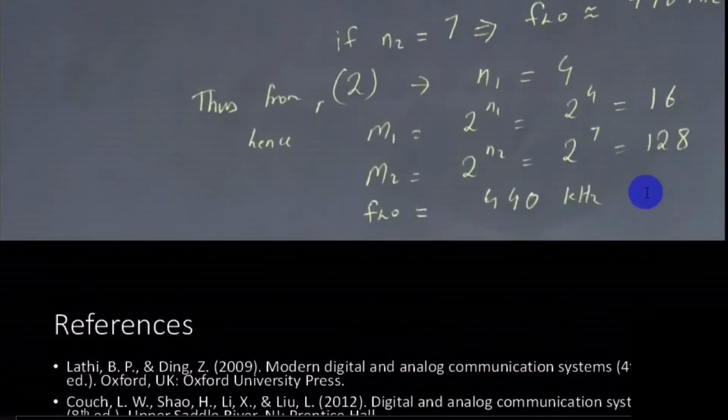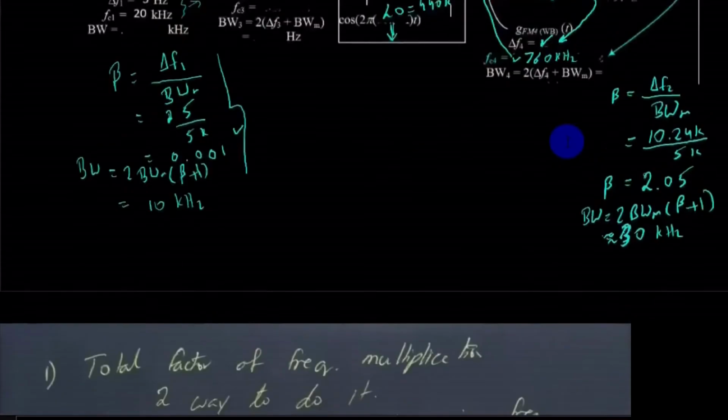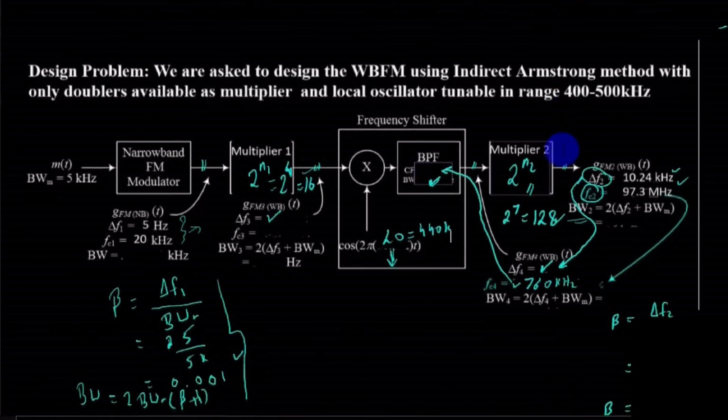So I have mentioned some key points over here at the end of this problem. Sometimes in the design problem, they give you flexibility. You might be asked that you have the availability of doublers as well as triplers. That is, you could have 2 raised to power n, or you could have 3 raised to power n, right?